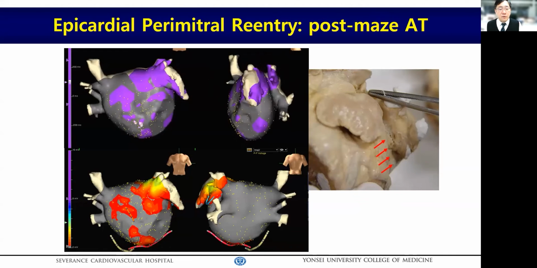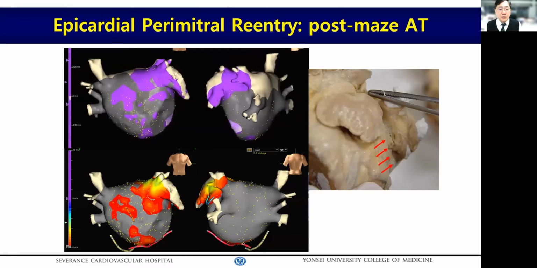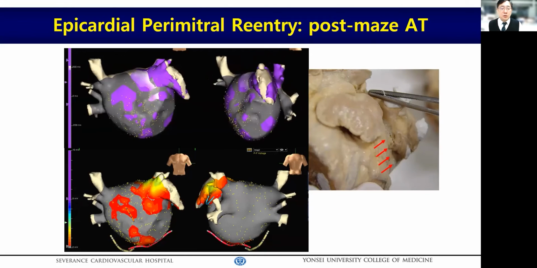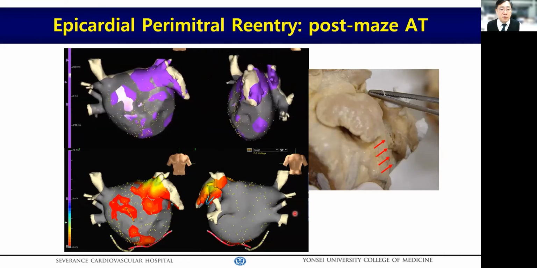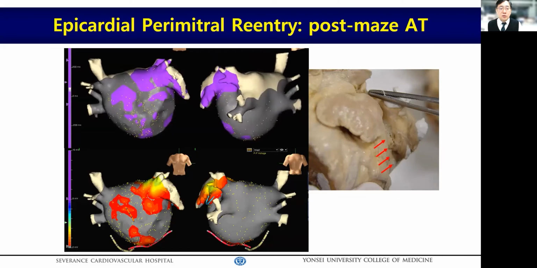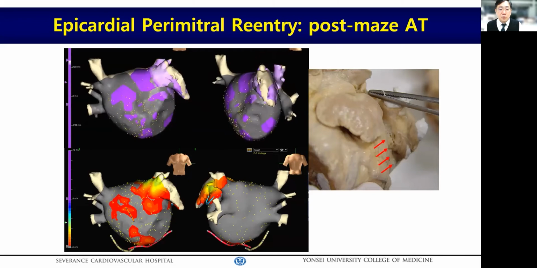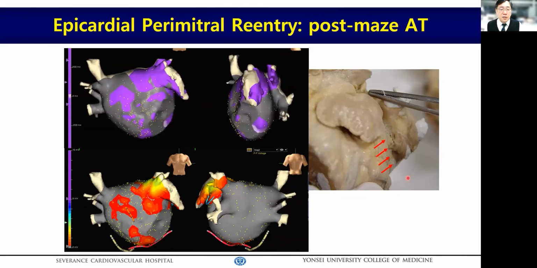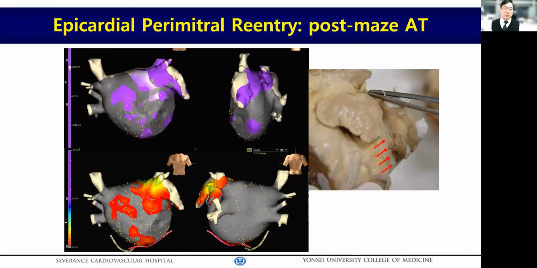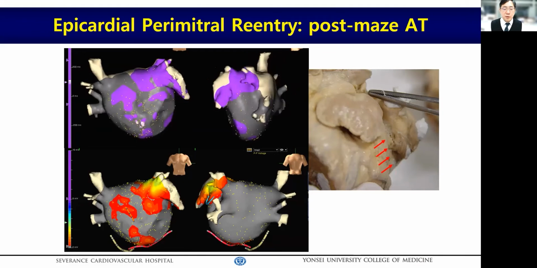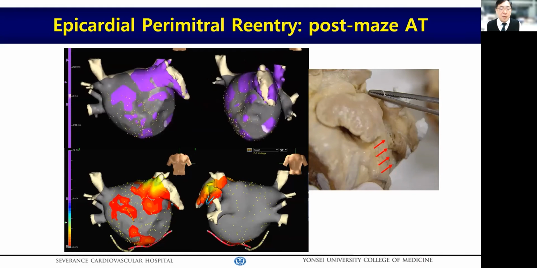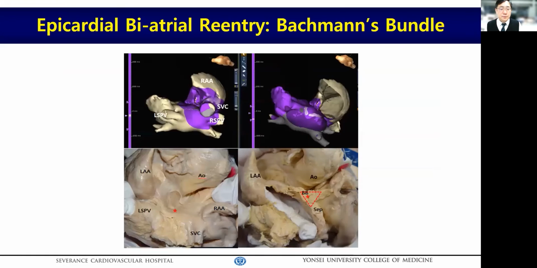In this case of post-MAZE atrial tachycardia, activation and entrainment maps clearly show perimitral reentry, but there is no endocardial potential at the left lateral isthmus area at all, because the surgeon already cut this area at the de novo procedure. I guess the thick and anisotropic epicardial layer, including the ligament of Marshall, plays some role in the mechanism of this perimitral reentry, and very long duration energy delivery eventually terminated this tachycardia.